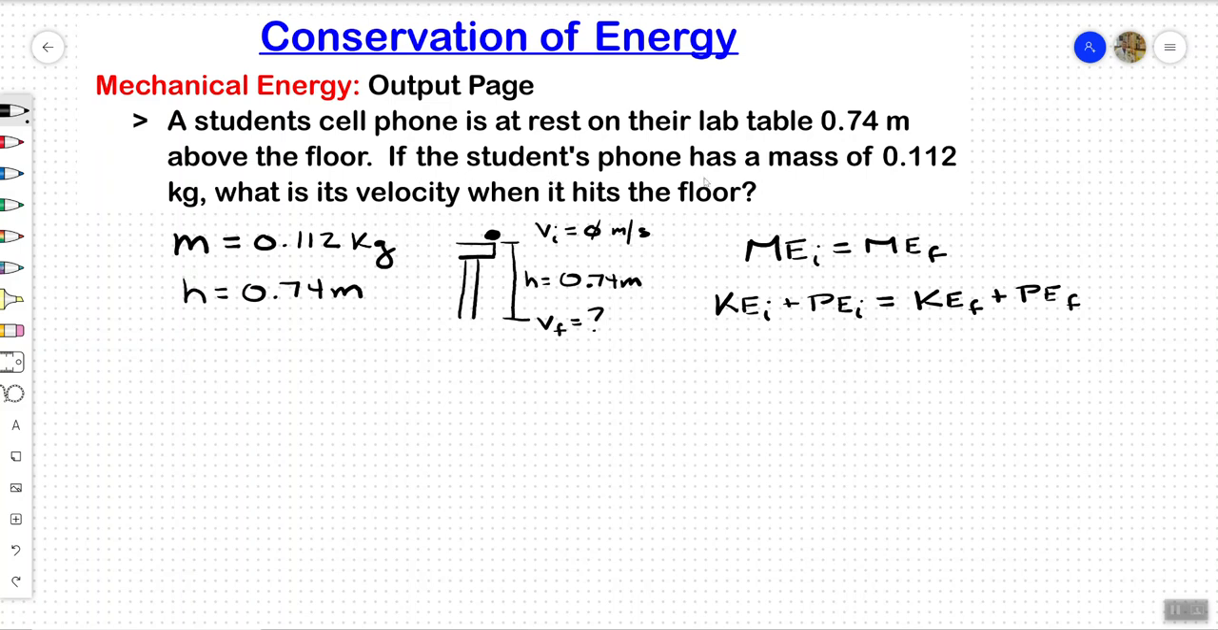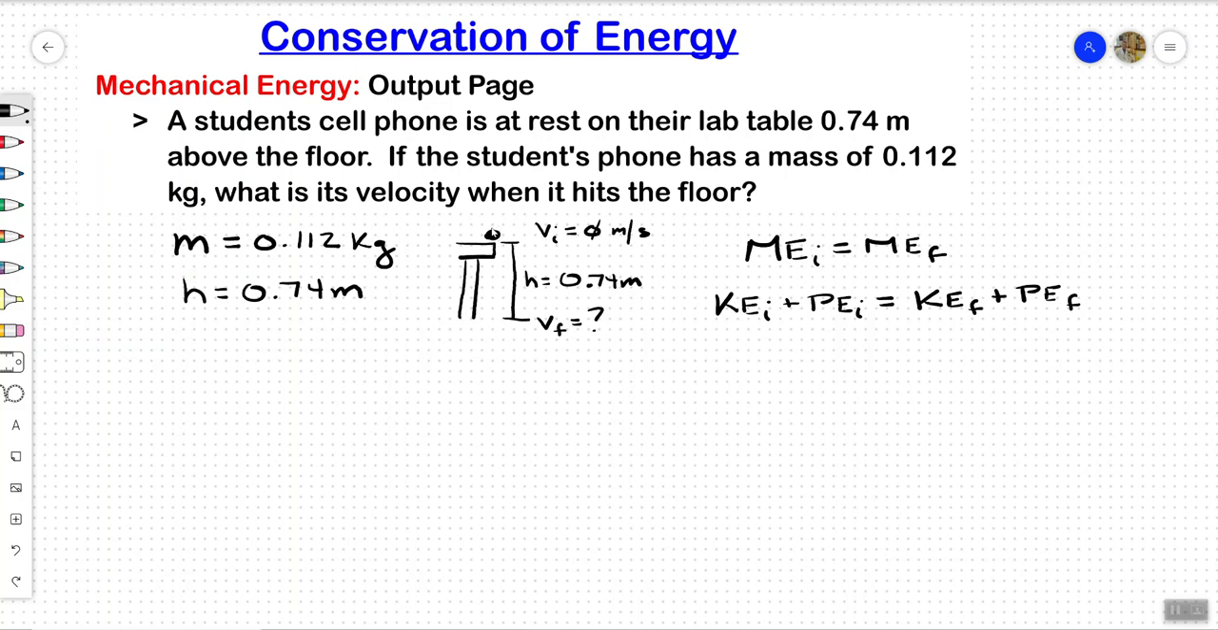If the student's phone has a mass of 0.112 kilograms, what is its velocity when it hits the floor? So assuming this gets bumped off and falls 0.74 meters, what will its velocity be when it gets to the bottom? Since it's at rest, its initial velocity on the table is 0.